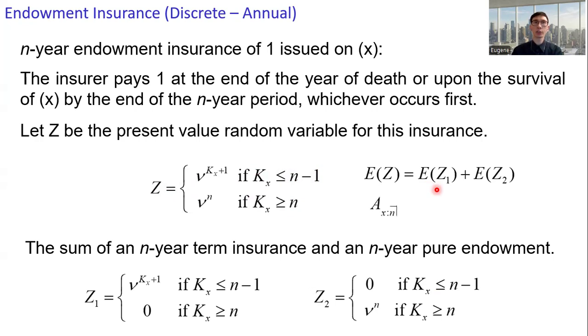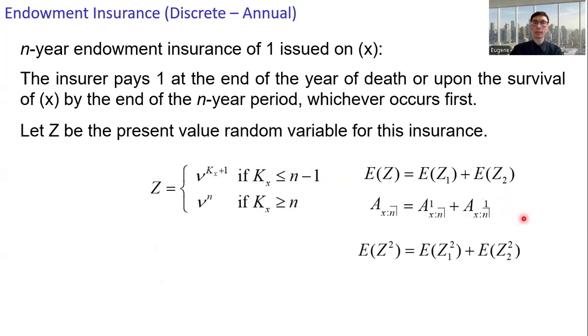In terms of the notation, for endowment insurance, we have this big A notation, A_{x:n angle}. There's no 1 above x or n. And then the expected value of Z1, the n-year term insurance, we have the big A notation with the 1 above the x. And the expected value of Z2, the big A notation for the pure endowment, with the 1 above the angle n.